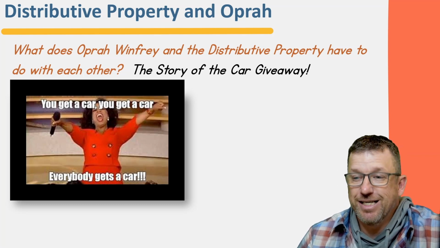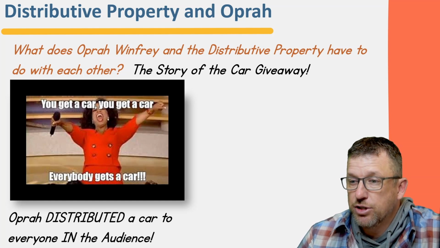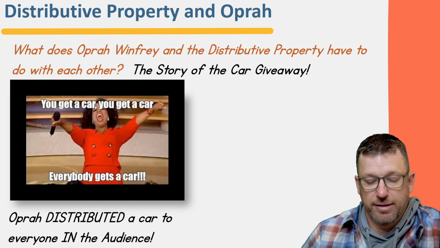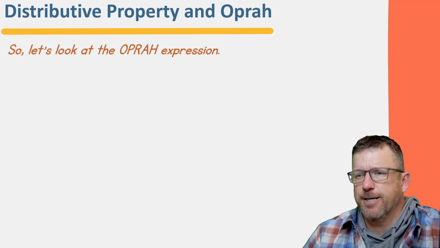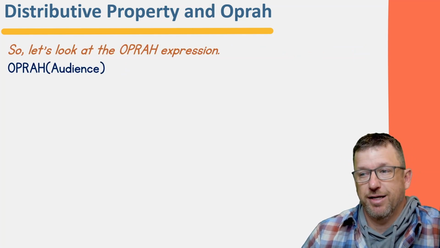Okay, so you could say she distributed a car to every single person in that audience. Now, let's figure out how that relates to the distributive property, okay? So let's look at Oprah as an expression.